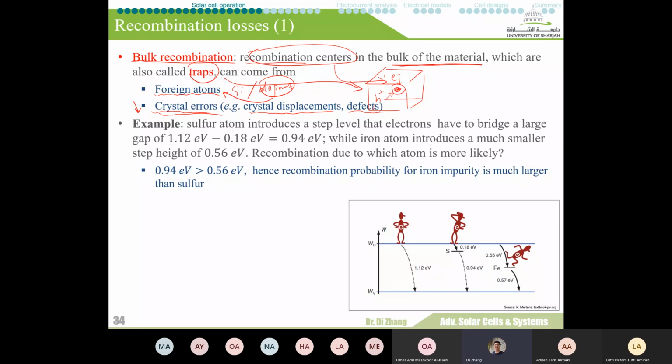But if you compare to multi-crystalline silicon, you may have different grains, and between the grains, remember, we have grain boundaries. At the grain boundary, you have a crystal displacement. You have bonds that are not fully in contact with each other. You have defects. The bonds may not be connected to another silicon atom. So in those cases, we have more crystal errors, and from these crystal errors, we may also have more bulk recombination.